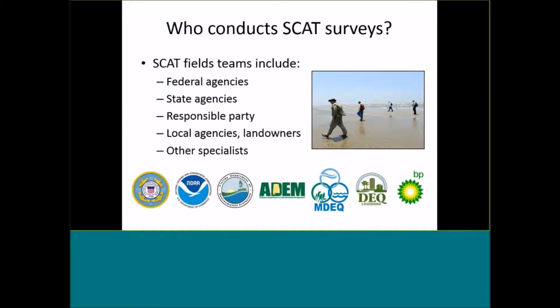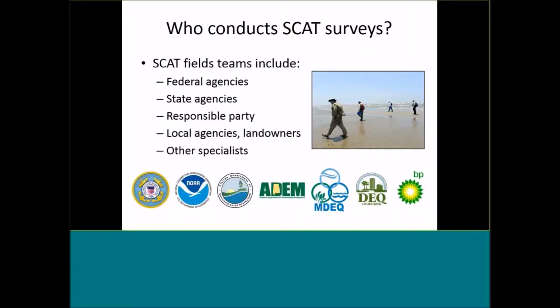So who conducts the SCAT surveys? This is often not really that well known either, but it's usually a combination of at least 3 people on a team. There'll be a federal agency representative, a state agency rep, and then a responsible party rep, BP, or one of their consultants or contractors. In this case, oftentimes local agencies will go on SCAT teams as well, landowners, federal landowners especially, Park Service, U.S. Fish and Wildlife Service, et cetera, and sometimes other specialists like operational specialists, oil or sediment chemists, archaeologists in some cases if you're near those types of resources. And these agencies listed here were some of the primary ones who were involved in SCAT surveys for Deepwater.